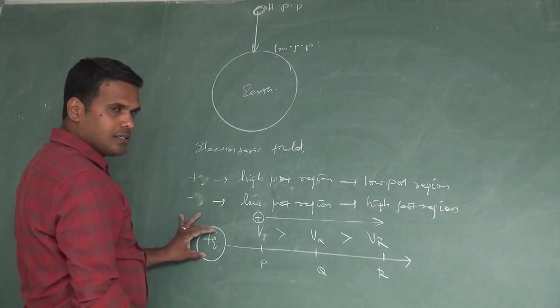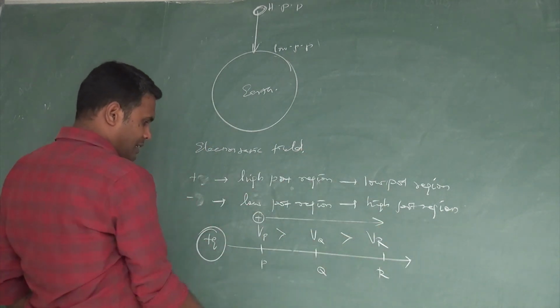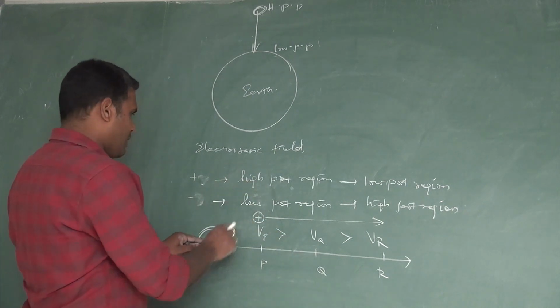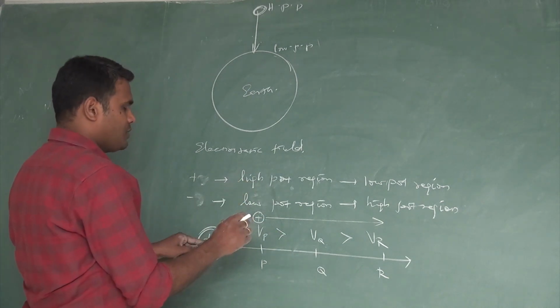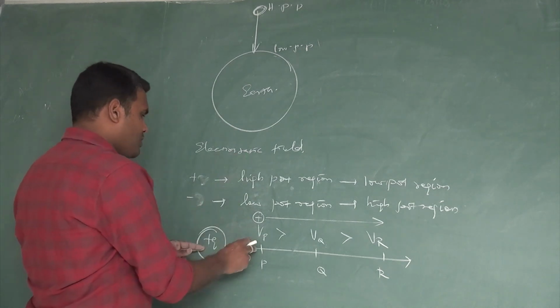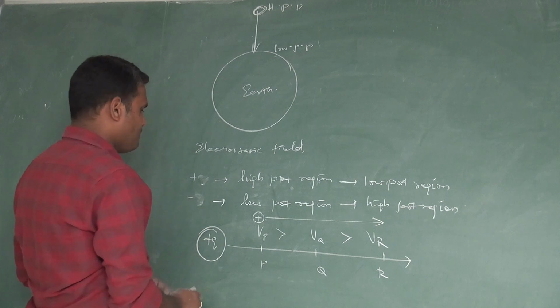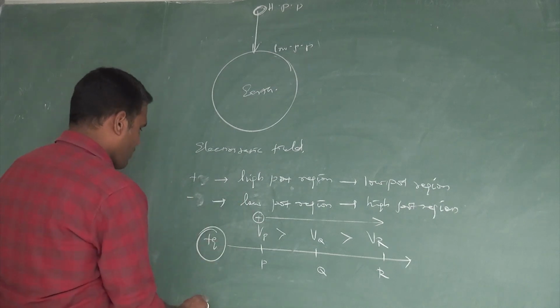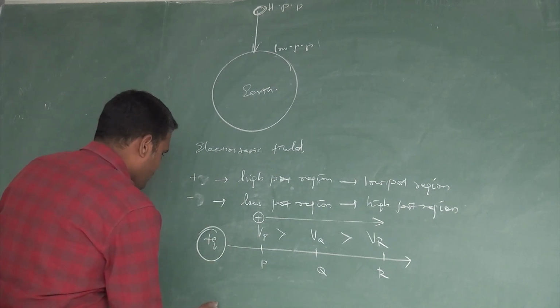So around a source charge there will be an electric field. In such an electric field, if you place a unit positive charge or simply a positive charge, it will be always moving from high potential region to low potential region. Suppose if you place, and I can consider a minus Q charge also, a source charge minus Q.